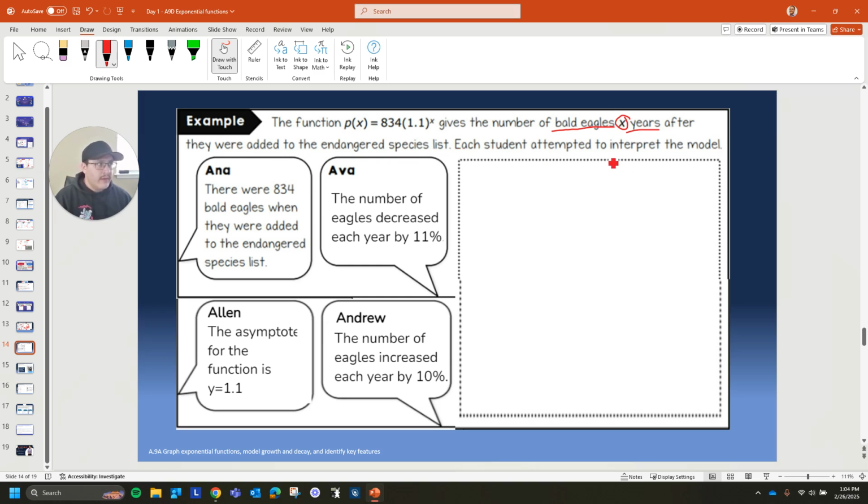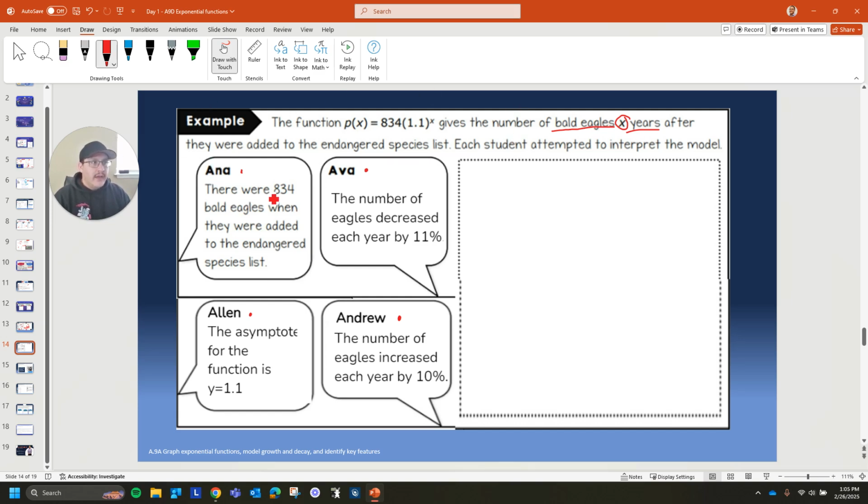Each student attempted to interpret the model. So we have 4 different students. I want you to read those interpretations and see if they make sense based off what we just learned about exponential functions. Try to see if their interpretation makes sense. So if you would like, go ahead, pause the video, see if you can figure it out. Otherwise, I'm going to continue on and explain what each of these means. But I would like y'all to attempt this first.